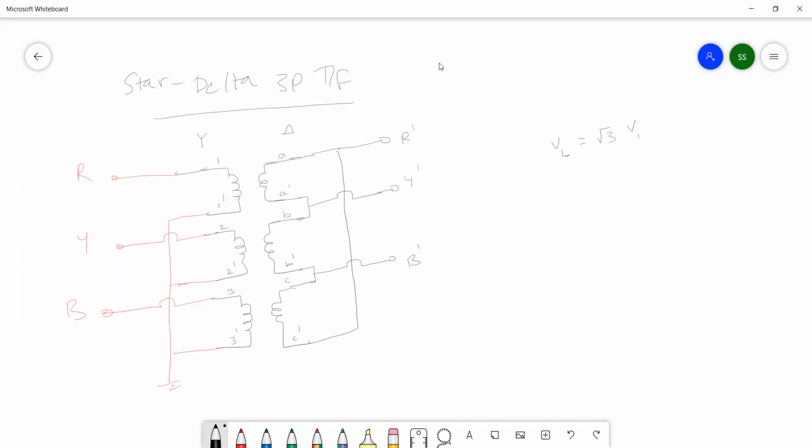So what is the relation in the star connection? VL is equal to root 3 V phase on primary side. On secondary side, VL is equal to V phase. So that means, now tell me here, which side voltage is greater? Primary side or secondary side? Which side is the voltage value higher? Primary. Very good. On primary side we have high voltage and on secondary side we have low voltage.